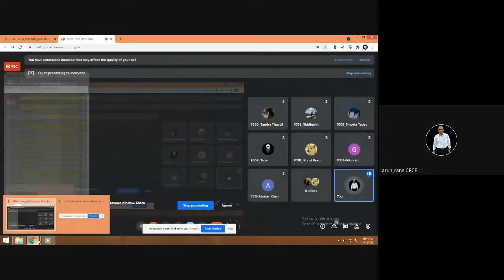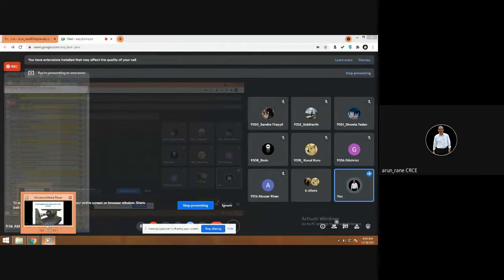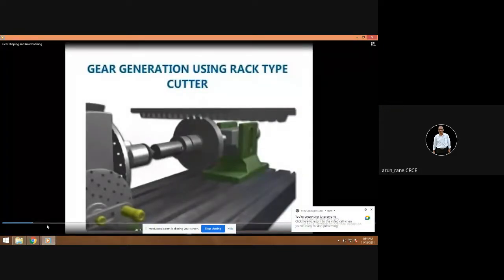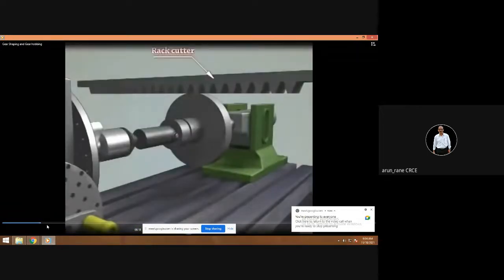You know various type of gears, that is spur gear, helical gear, bevel gear. The basic principle of gear is it can be cut by rack cutter. So a rack cutter will look like this.